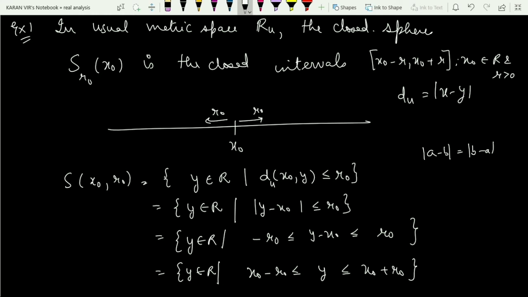So you can just see that x naught minus r. Here it will be r naught if I have considered the radius to be r naught. So this will be x naught minus r naught to x naught plus r naught, with closed intervals. I hope this example is clear to you.